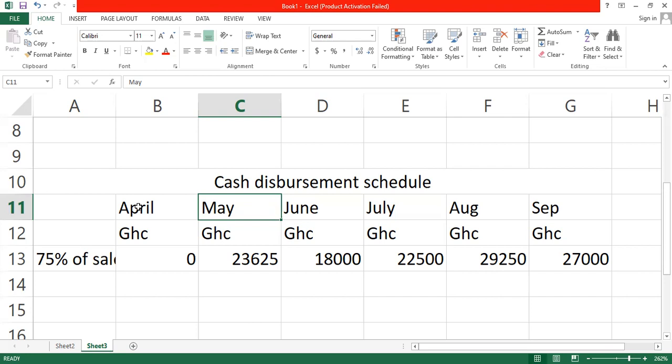So if you have situations like that, just think through. It's not difficult. Just think through. This is what they are asking us to do. Okay. Let's come to the cash budget now.